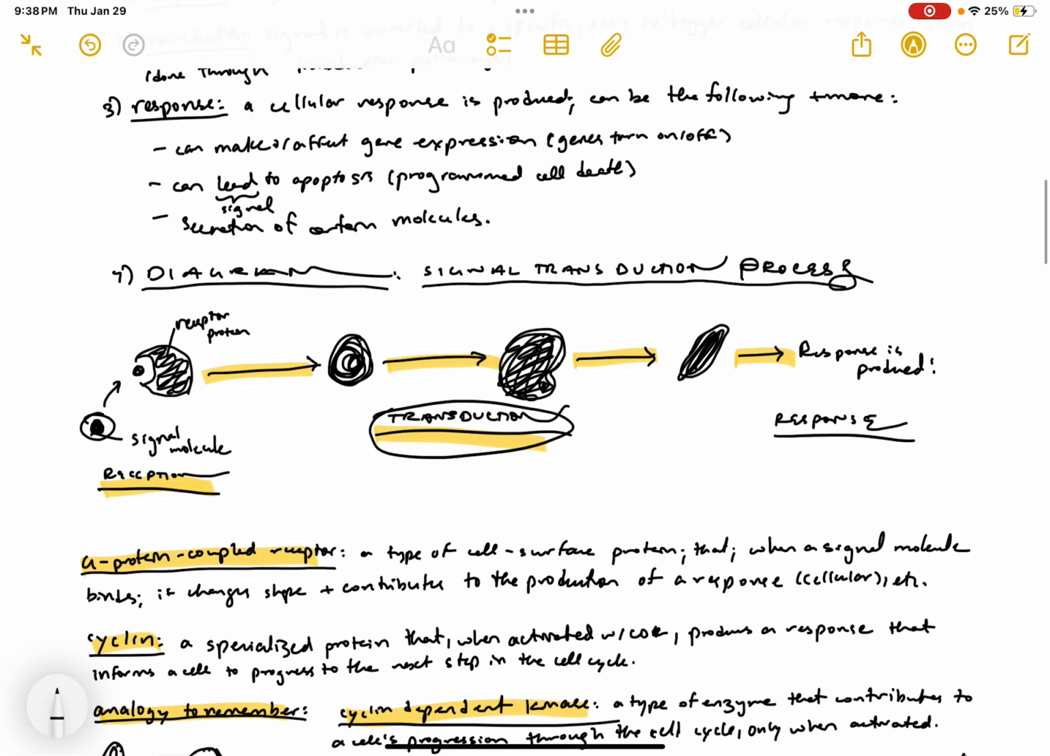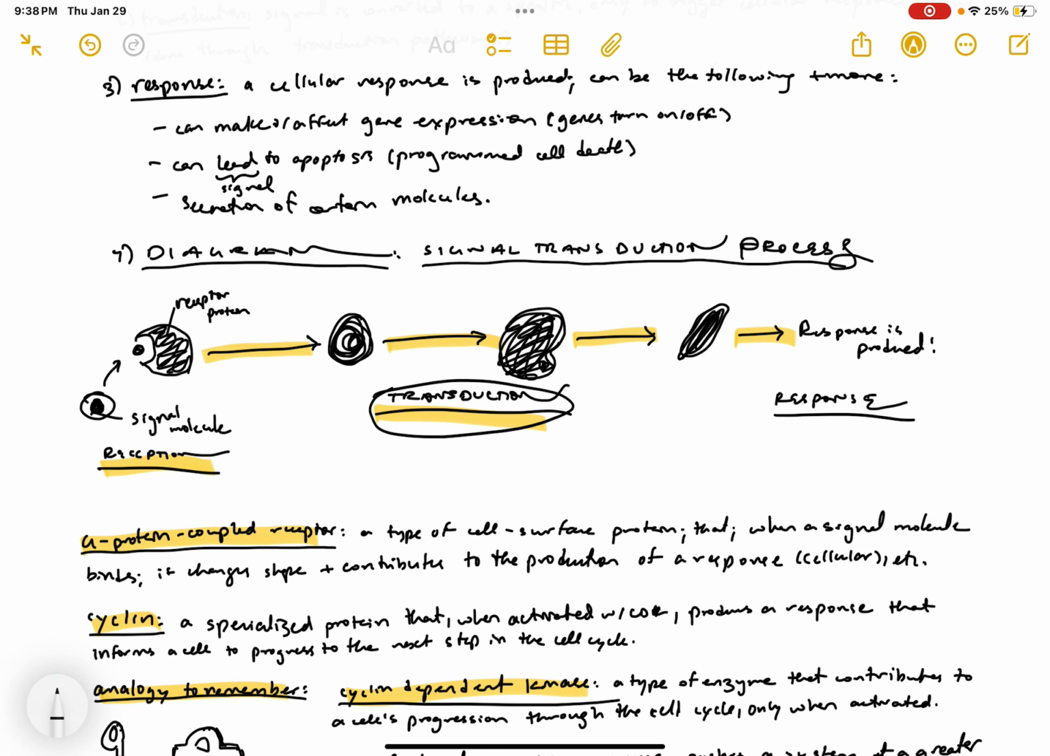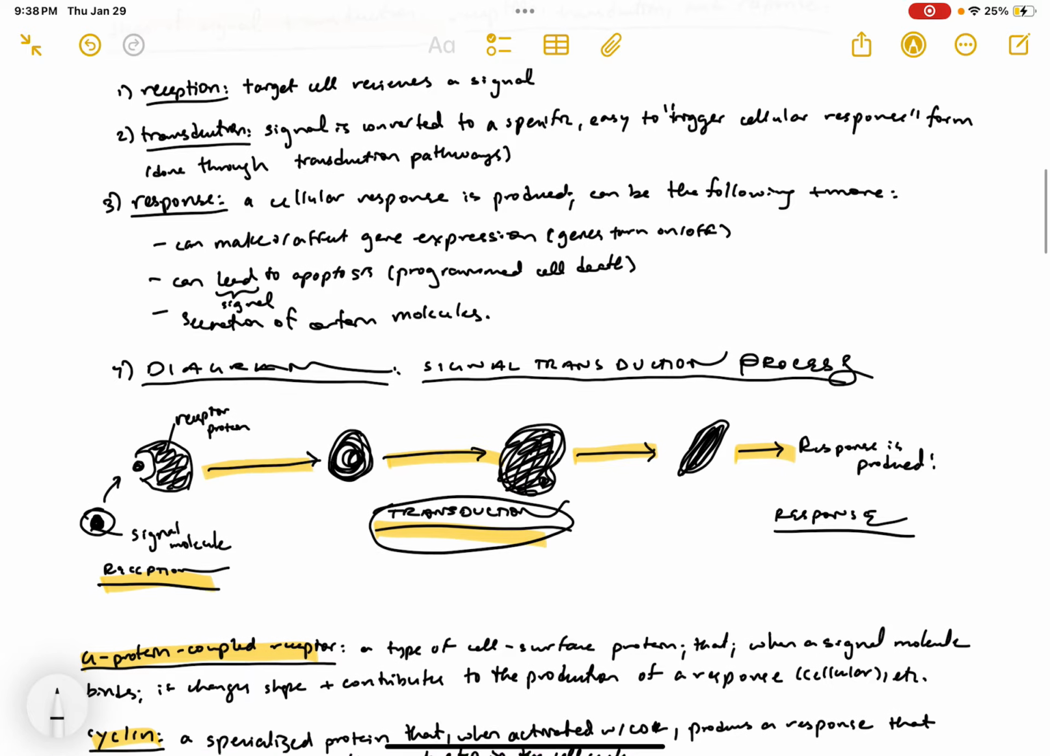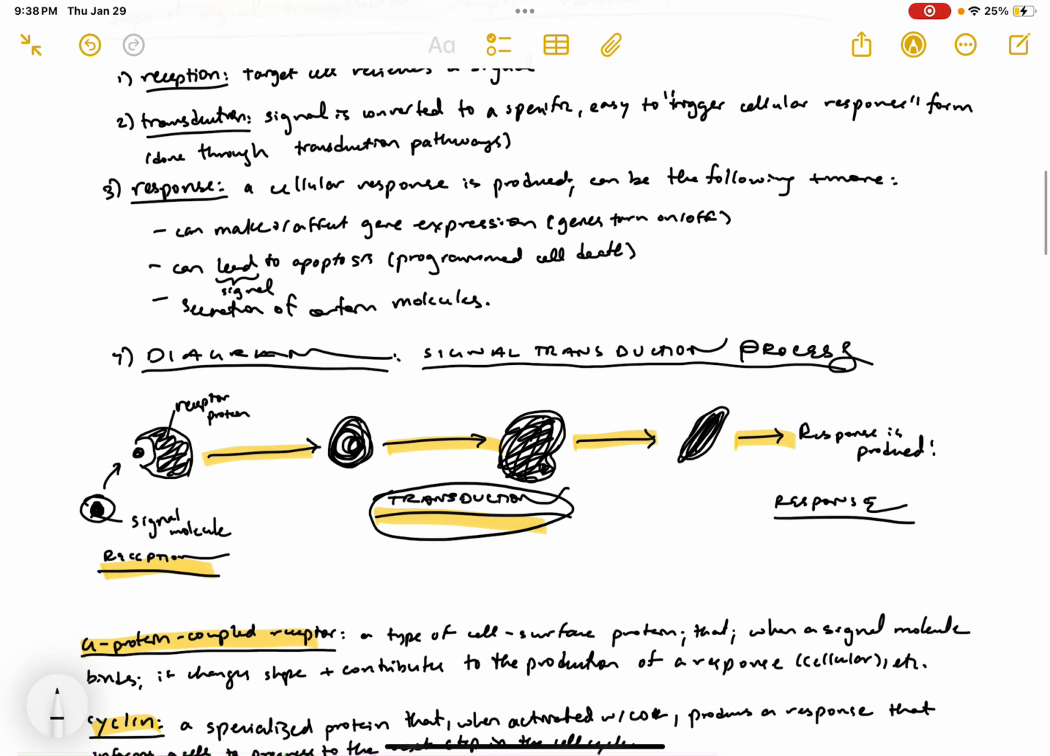Okay, now let's go into some more vocab. So, G protein coupled receptor. Now this is a type of cell surface protein that when a signal molecule binds, it changes shape and contributes to the production of a response. And it can be cellular, hormonal. There's a lot of different types of responses, so it depends on what the signal molecule signals to the receptor protein or how the receptor protein changes shape within this entire process. But those are some factors here.